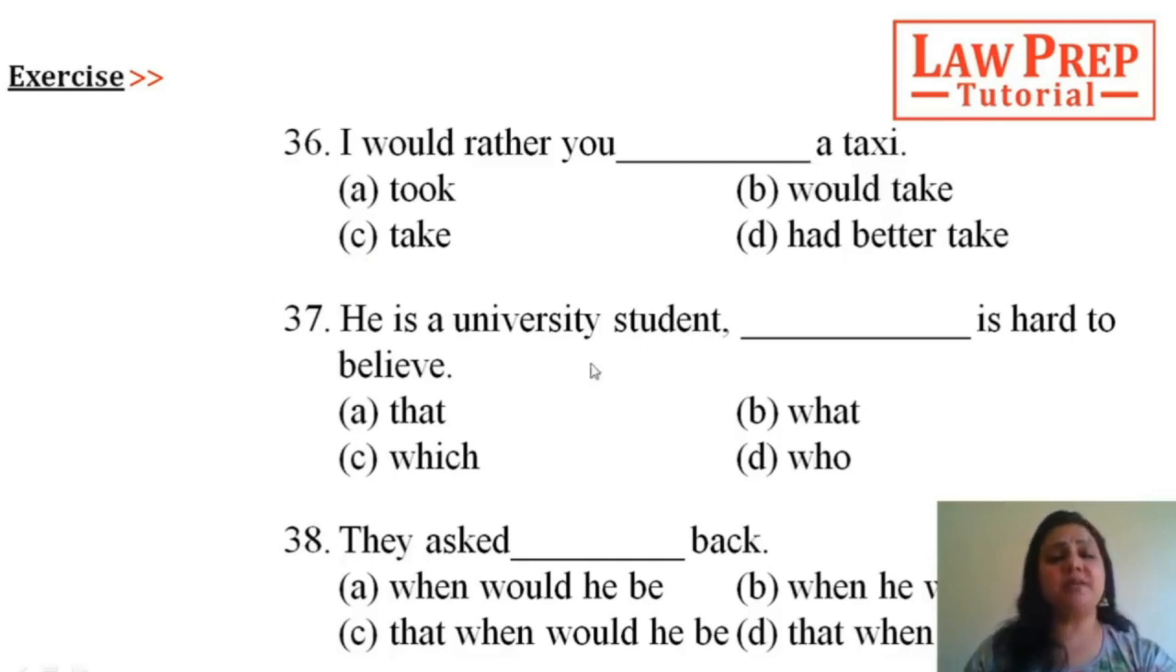He is a university student, dash is hard to believe. He's a university student. There are many qualities in him. There's this quality which is very difficult to believe, and so you use the answer. He's a university student, which is hard to believe. See, that is used for person and thing both. What is used for anything that is answering the question. Who is used again for a person, because it's somebody whom we determine. And this one has got many qualities, out of which this quality is very difficult to believe. So the answer I would use: which is hard to believe.